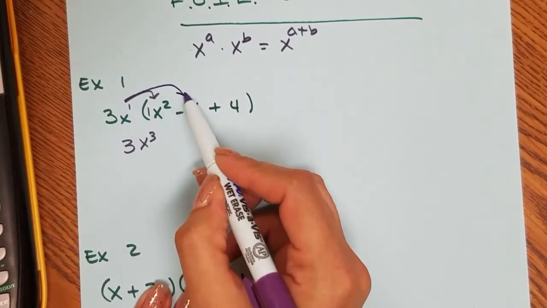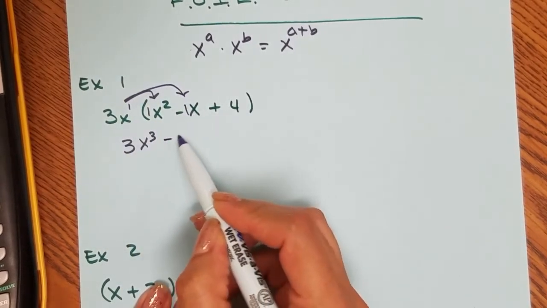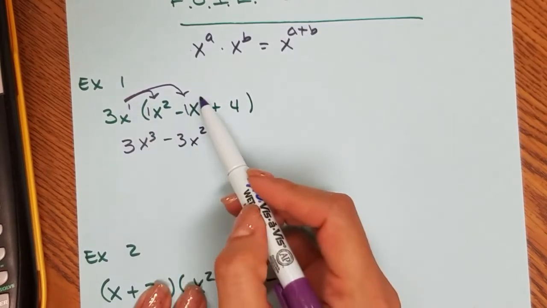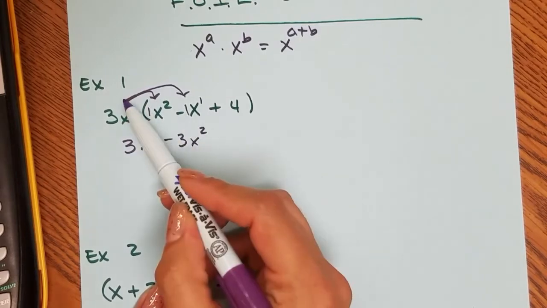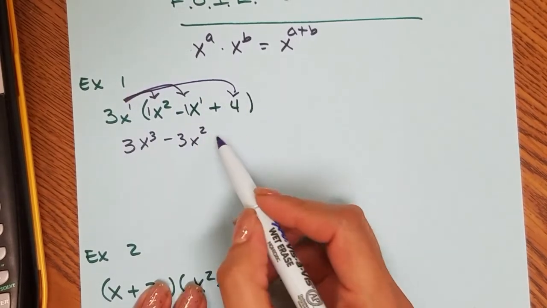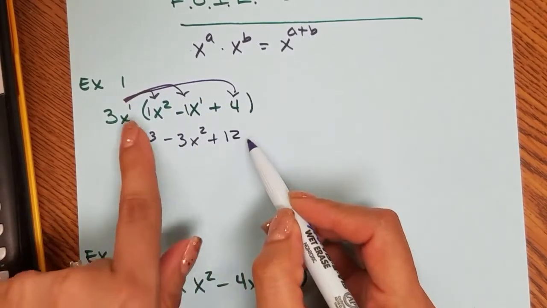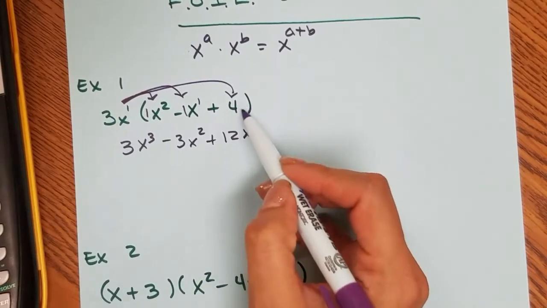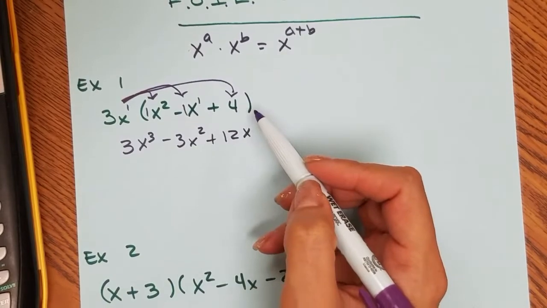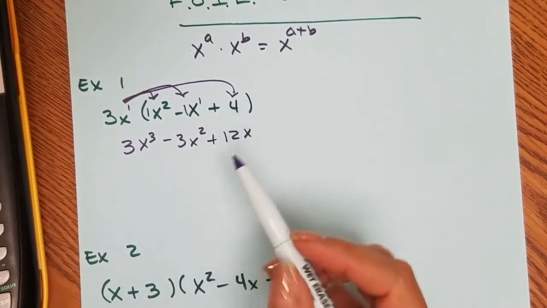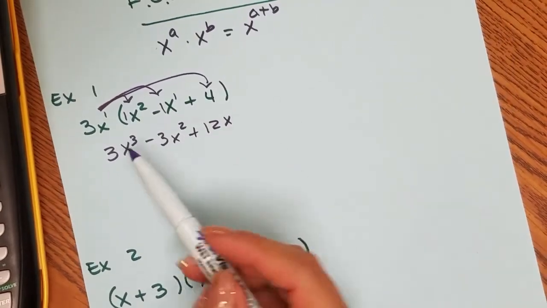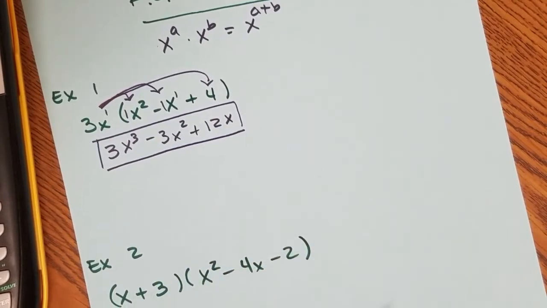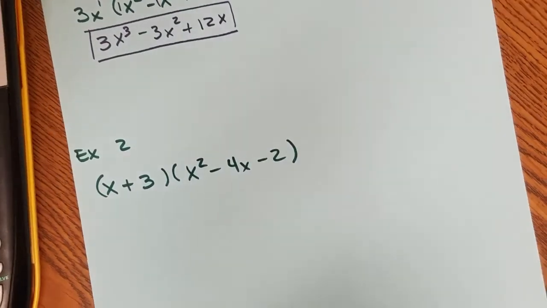And then again, 3 times negative 1 is negative 3. x times x is x squared. 1 there, 1 here, 1 plus 1 is 2. And then 3 times 4 is positive 12. And this x has to come down. It doesn't just disappear. Just because there's no x here doesn't mean that it goes away. It's just going to come down over here. Again, you want to put them in standard form. Normally, when you are multiplying, though, it's going to come out in standard form.